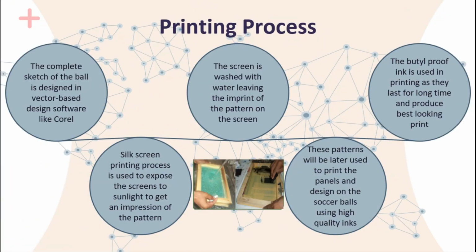Next is the printing process, where the complete sketch of the ball is designed in vector-based design software like Corel. Then the silk screen printing process is used to expose the screen to sunlight to get an impression of the pattern. The screen is then washed with water, leaving the imprint of the pattern on the screen. This pattern will later be used to print the panels and design on the soccer ball using high-quality inks. Bottle-proof ink is used in printing as it lasts a long time and produces the best-looking print.